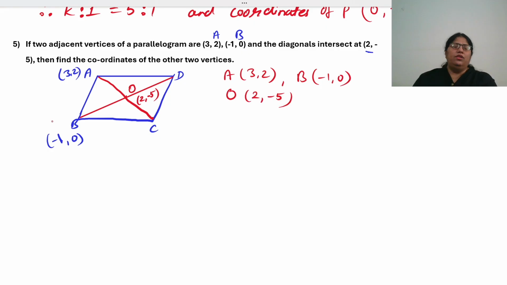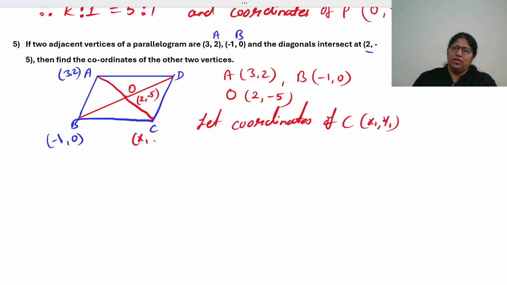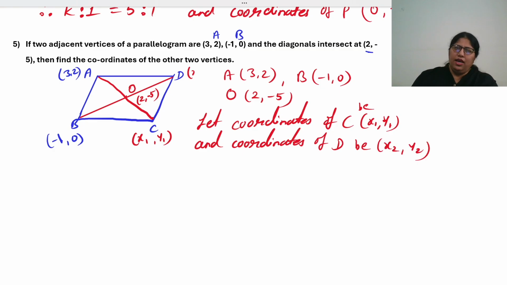You need to find out the coordinates of the other two vertices. I don't have the coordinates of C here, so let the coordinates of C be x1 comma y1, and the coordinates of D be x2 comma y2.